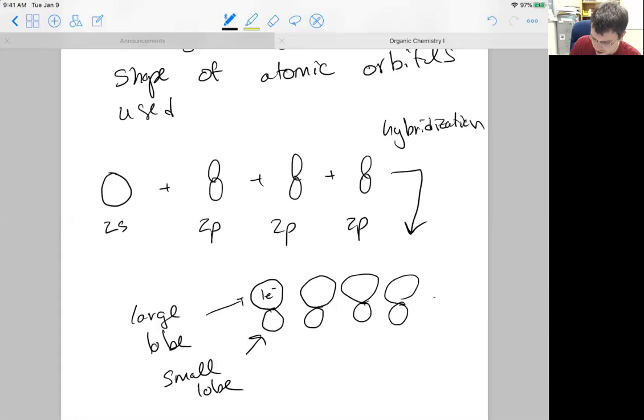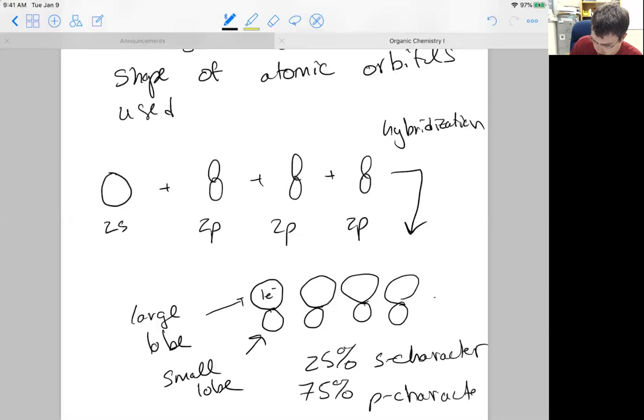Okay? And what we say is that they have 25% S character and 75% P character. Now, where am I getting these numbers? And how precise are these numbers? Well, we put 4 orbitals in. 1 was an S and 3 were P's. Okay, so that's where I get the math from. What fraction of the total number of orbitals used, 4, were S? 1 of the 4. So 1 divided by 4 is 0.25. Turn that into a percentage, we have 25%. Okay, so 3 of them were P, and 3 as a fraction of 4 is 0.75 or 75%. So that's where I get these numbers.